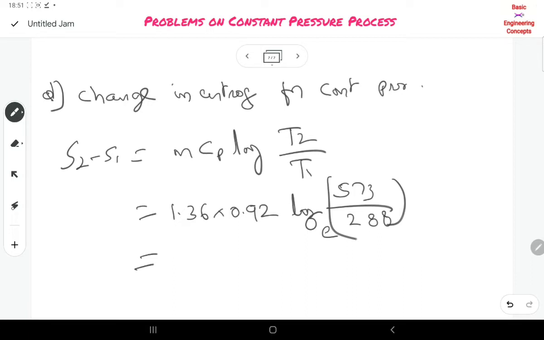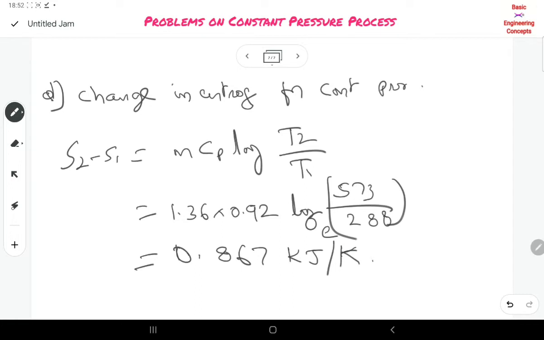During your calculation, don't use the log button, because the log button indicates log base 10, but you should use the ln in the calculator. So this is 1.867 kilojoules per kg Kelvin.